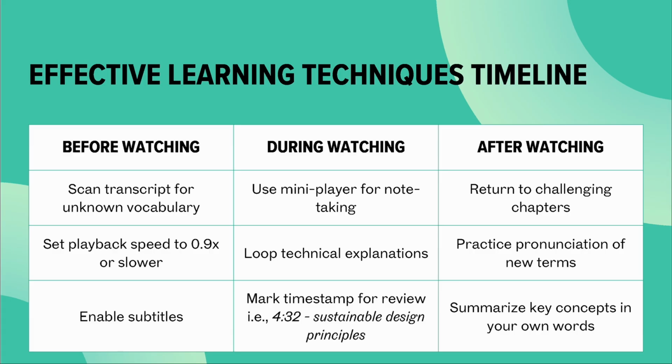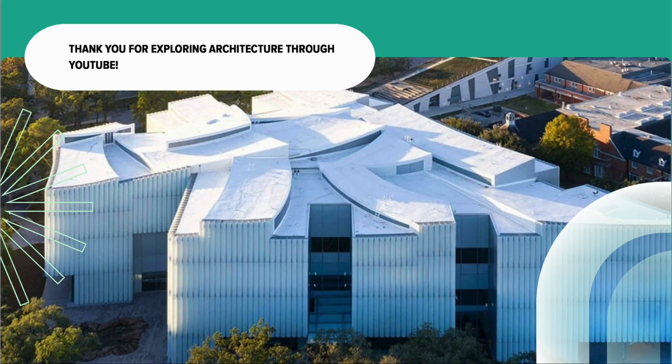Mastering professional English in architecture is not something that happens overnight. It requires consistent exposure to the language in its natural context. By utilizing these 6 YouTube features, captions, speed control, transcripts, looping, mini player, and chapters, you're taking control of your own learning environment. I encourage you to try these techniques tonight. Find a documentary about a building or a city you admire and start practicing.